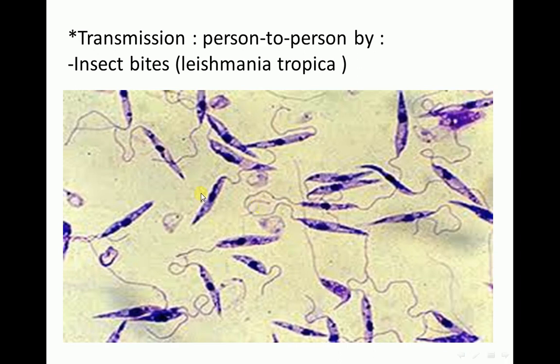It then transforms to the other stages of its life cycle to form the promastigote, which is spindle shaped and has a flagellum in the anterior portion. Here we can see the nucleus.